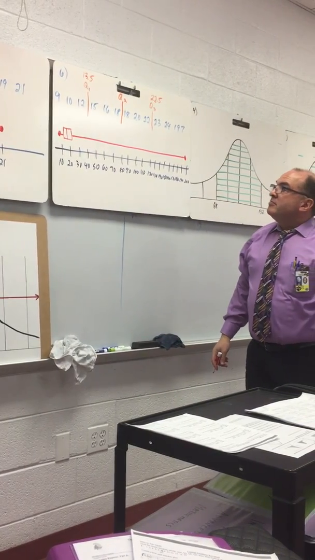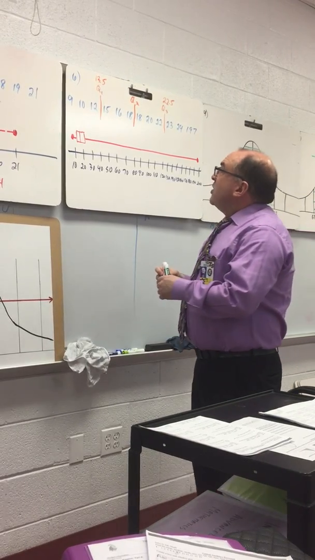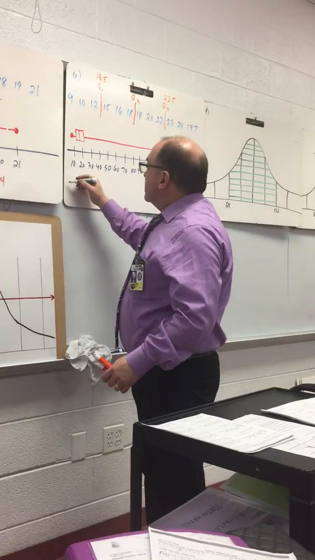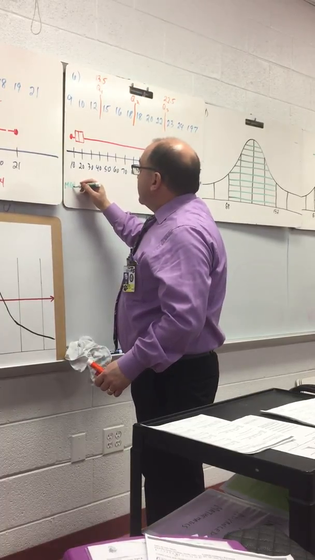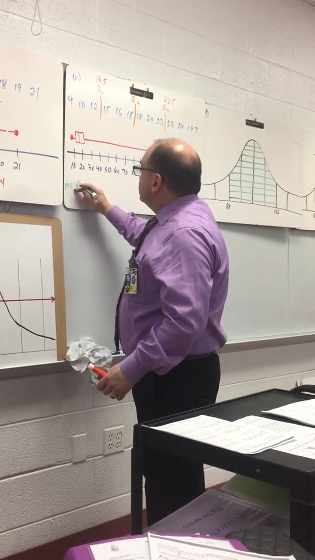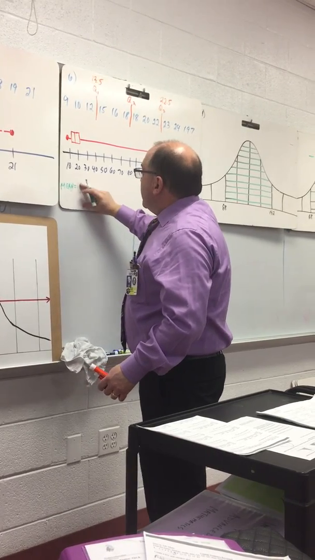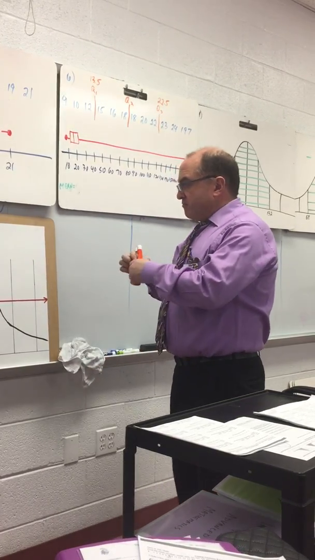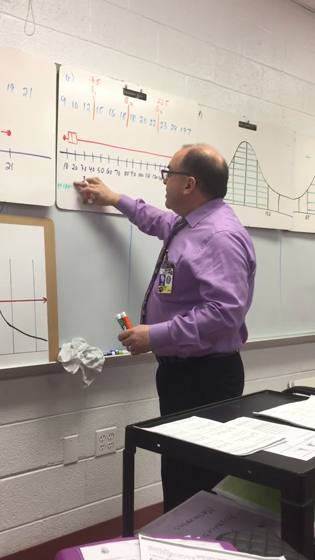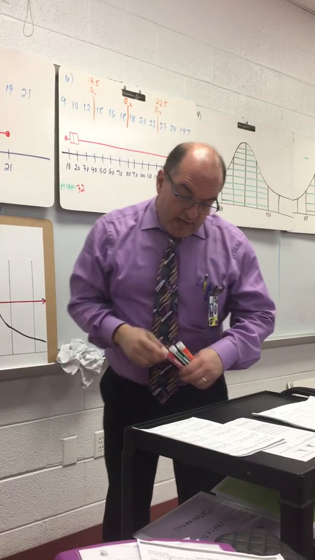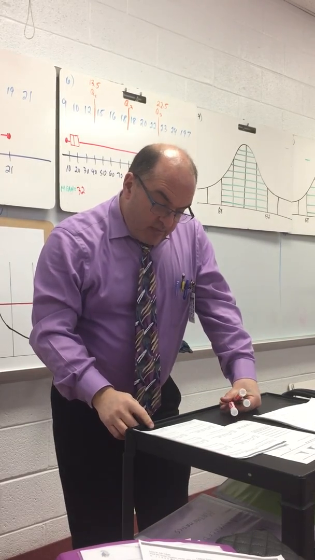Okay? Now, what's your mean? Add up all the numbers and divide by 12. 32. Exactly 32? Yeah. Mean is 32. Write that down on number 6. Mean is 32. Okay? What is your median?